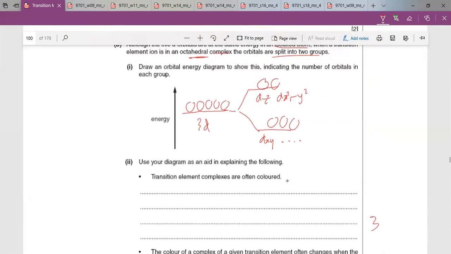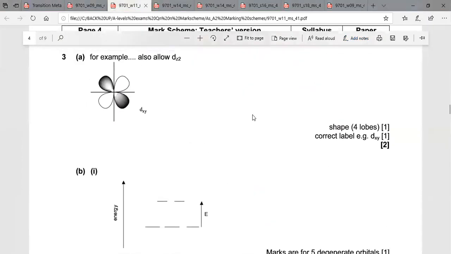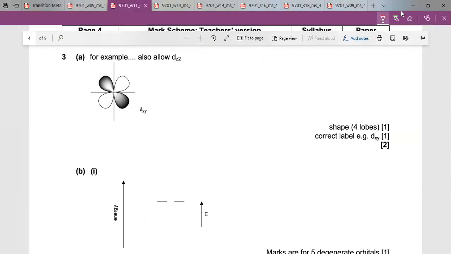Now, why are transition metals colored? Let's look at this. Now here, for example, also allow dz squared. Shape, loops, correct label. So the shape is 1 mark. 4 loops. Of course, dz squared is not 4 loops. And then correct label 1 mark. This is 1 mark.